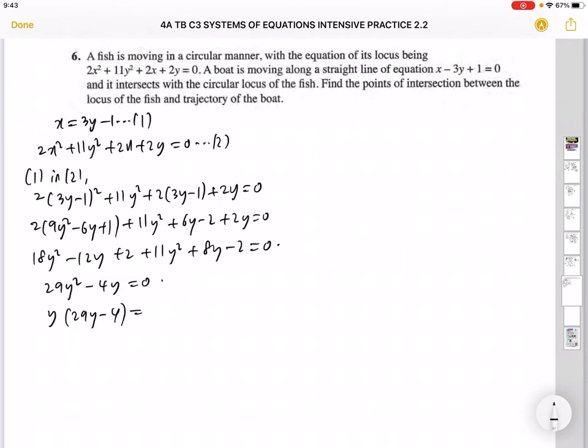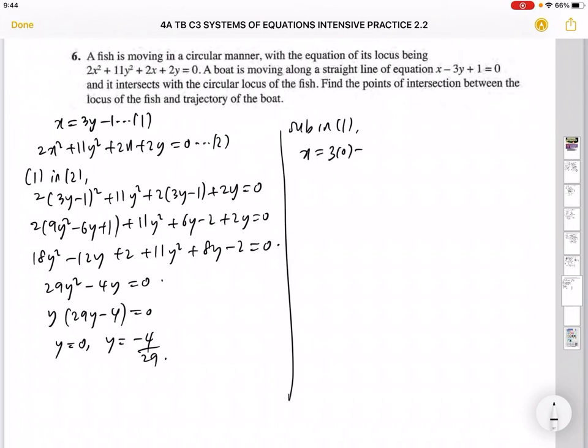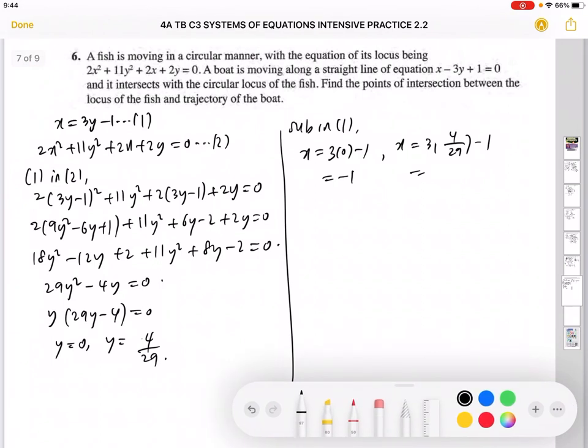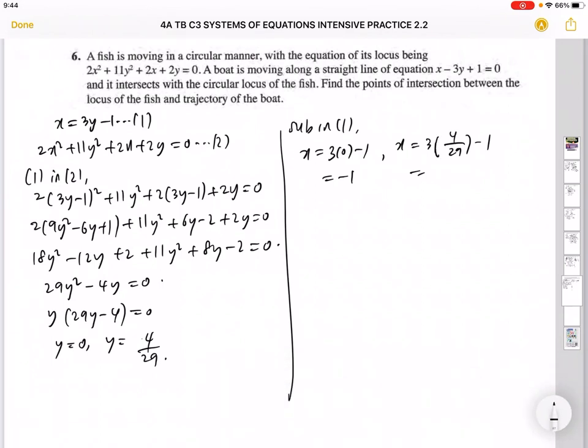Your y is either 0 or negative 4, right? Sorry, negative 4 over 29. Big number here. So you want to sub inside your equation number 1. The first one, x is 3 times 0 minus 1, which is negative 1. The second one is 3 times 4 over 29 minus 1. Sorry, this is positive 4. Blunder here, positive 4. So 4 over 29 times 3 is 12 over 29. 12 over 29 minus 1 is negative 17 over 29.